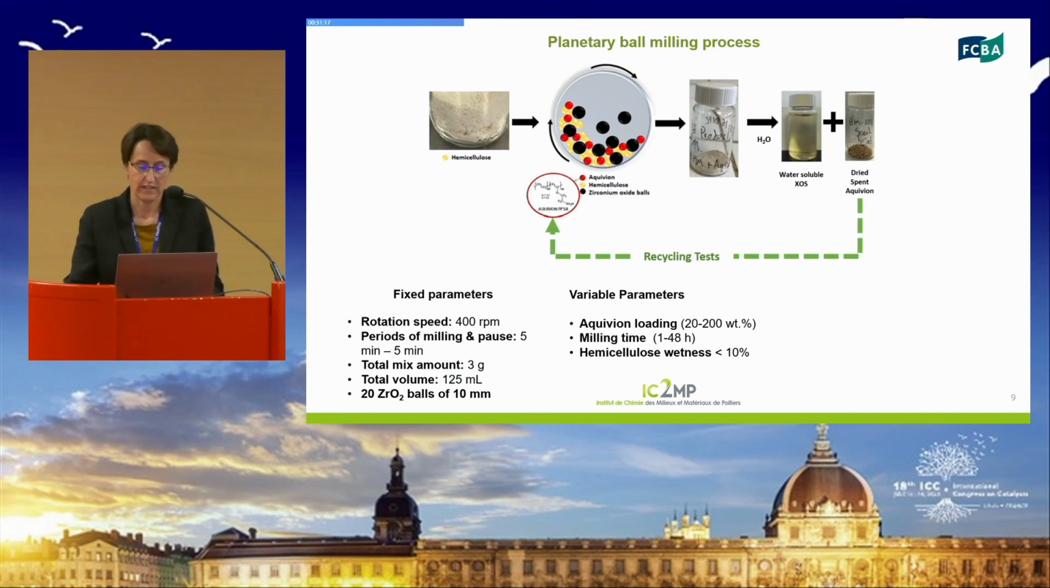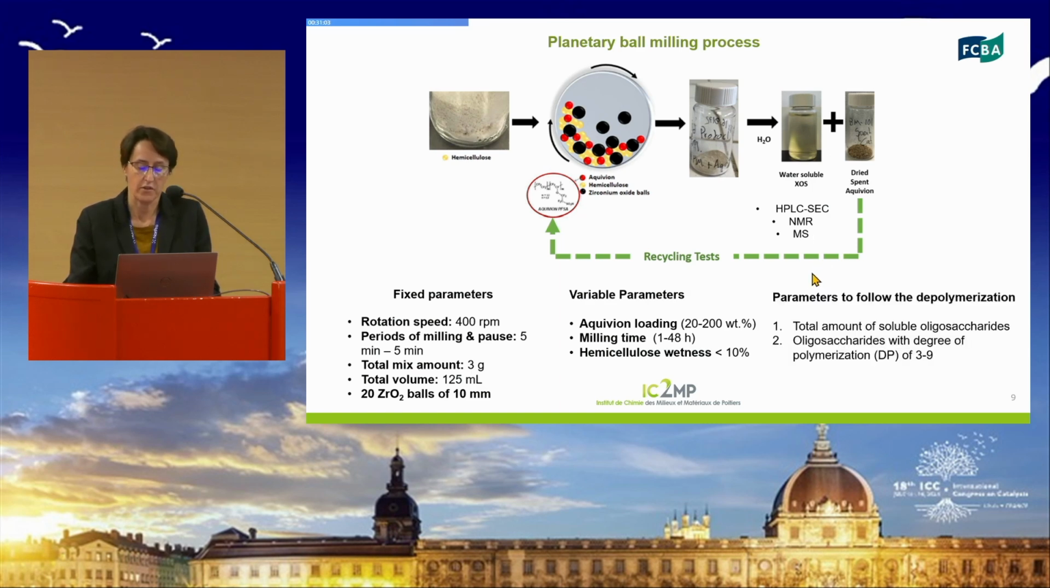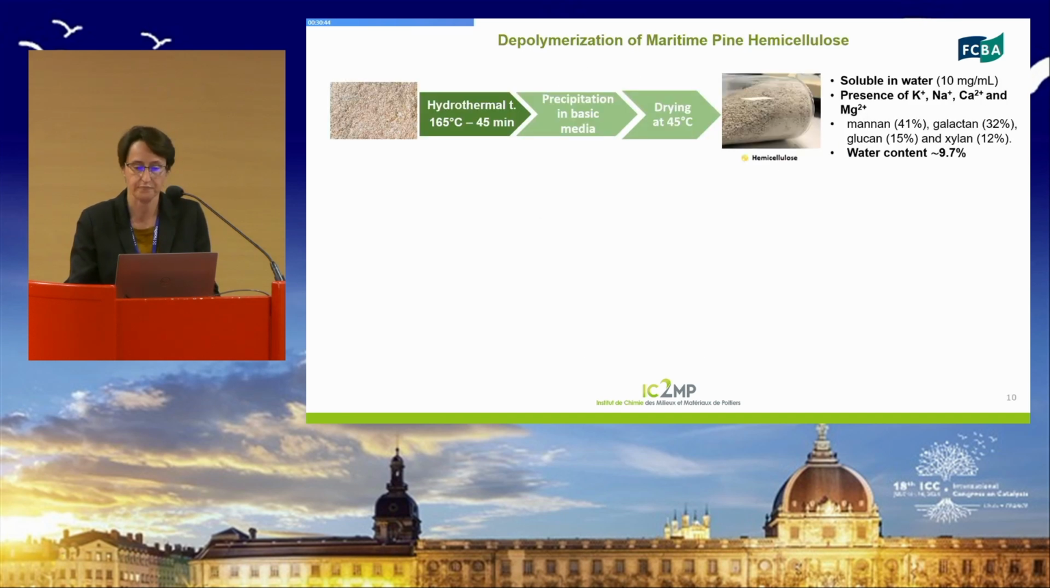The parameters that we have studied were Aquivion loading, milling time, and hemicellulose wetness. We performed the analysis of these compounds by HPLC size exclusion chromatography, NMR, and mass spectrometry. The parameters that we follow to know if the depolymerization was efficient or not were the total amount of soluble oligosaccharides, and the targeted compound from this company was oligosaccharides with a degree of polymerization between 3 and 9. That was the targeted compound that we wanted to obtain.